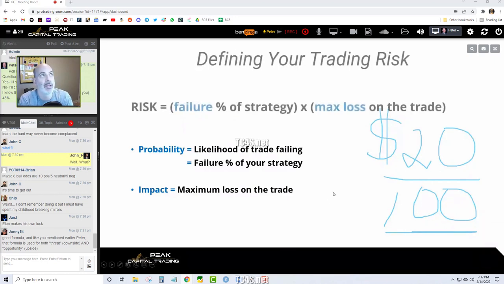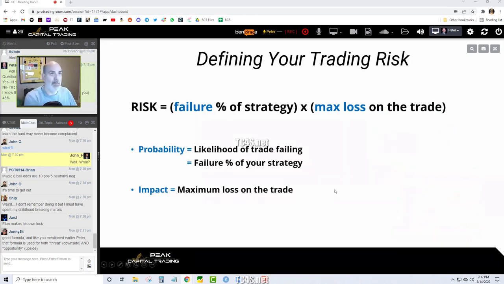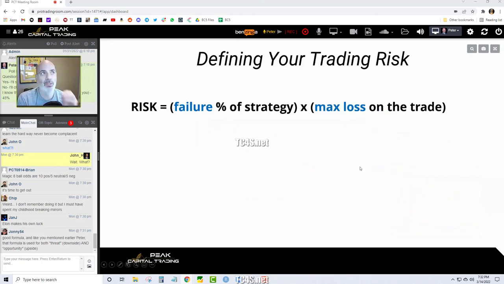From a trading perspective, your trading risk is defined as the failure percentage of your strategy multiplied by the max loss in the trade. Now, this is a great formula, and we actually advise people to use it, but I want you to be aware of some of the inherent risks in this formula because it's simplistic.